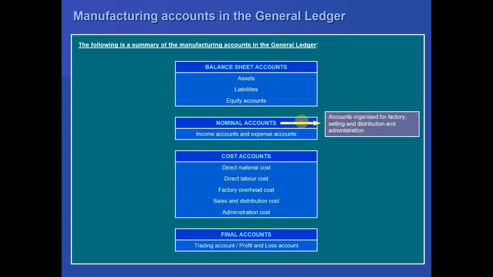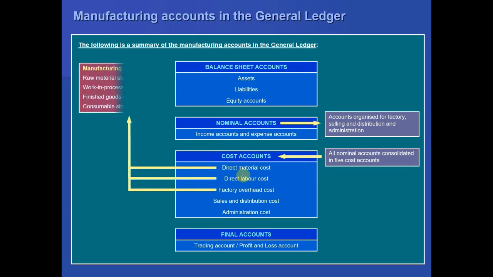So the nominal accounts are the accounts organized for factory, selling and distribution, and administration. All the nominal accounts are consolidated in 5 cost accounts. So we move from the nominal accounts to the cost accounts. And then we move some of these cost accounts, the ones related to manufacturing, in fact, to the balance sheet account section. In other words, the raw material stock, the work in process stock, the finished goods stock, and the consumable store stock.